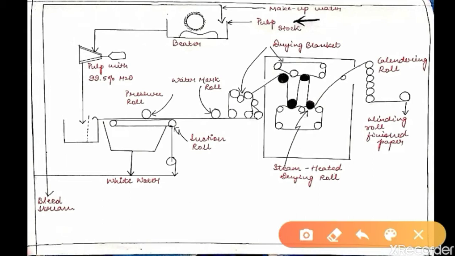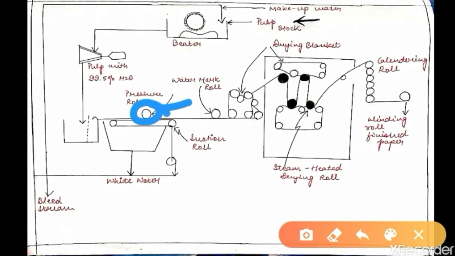Now the shaking motion is also provided for better interlocking of fibers or mat. This we all know, that with the help of shaking action, if it is provided to the wet fiber on the pressure roll, it will better interlock the fibers in the mat. Now the pressing action, for the pressing action I have already told that pressure rolls are used.